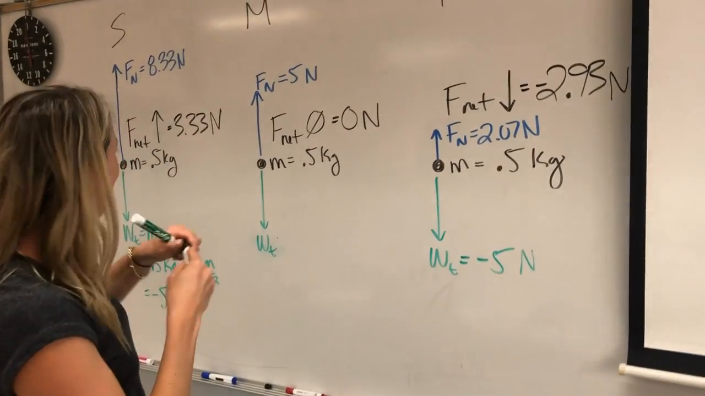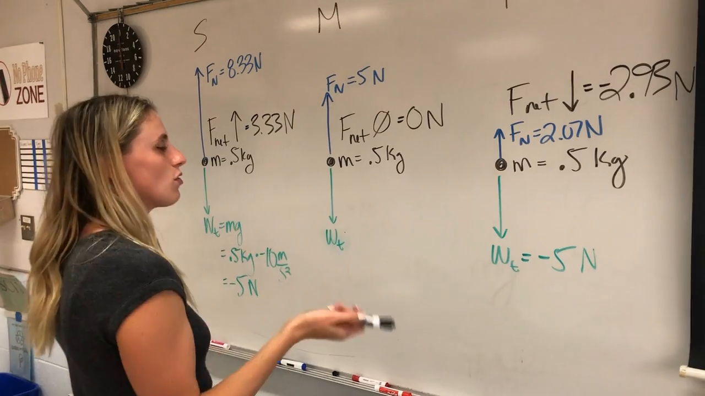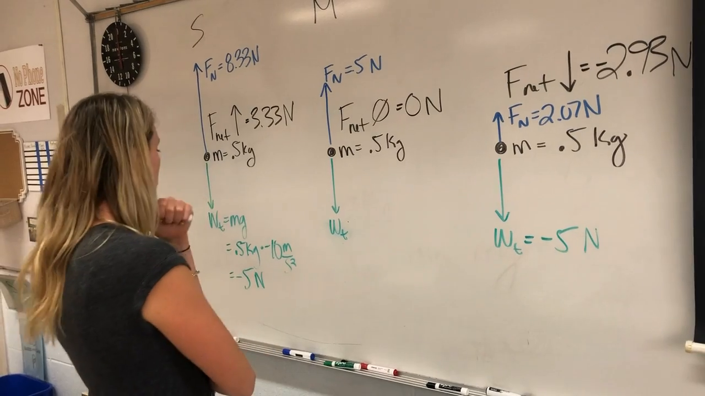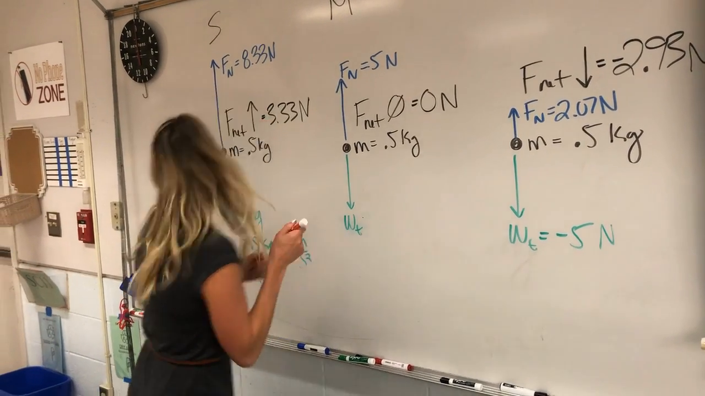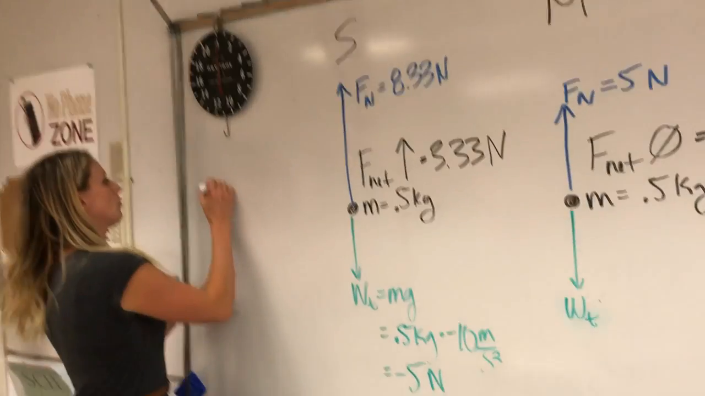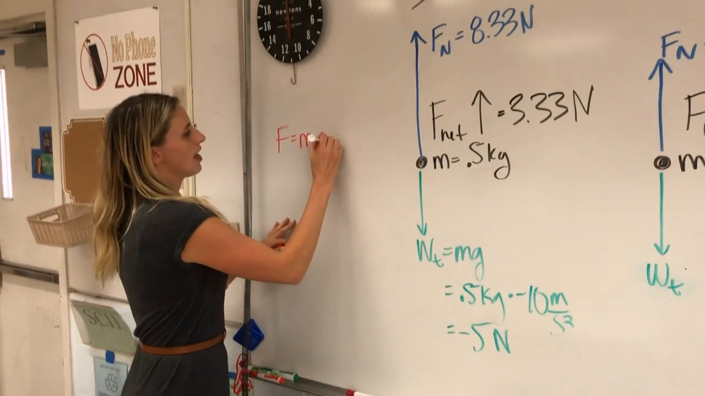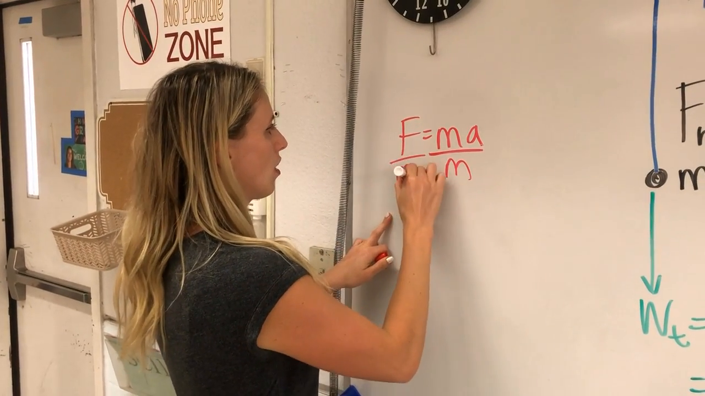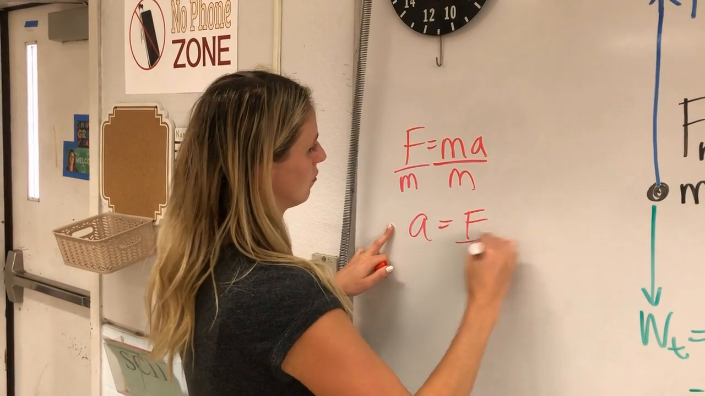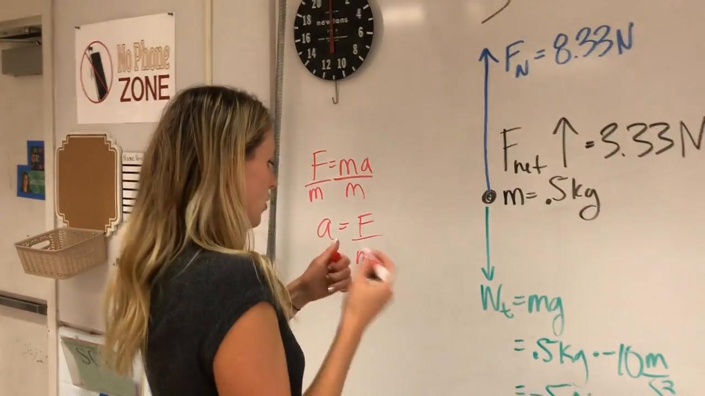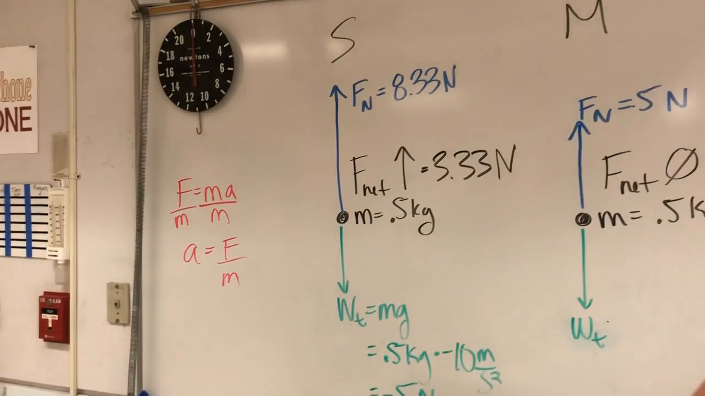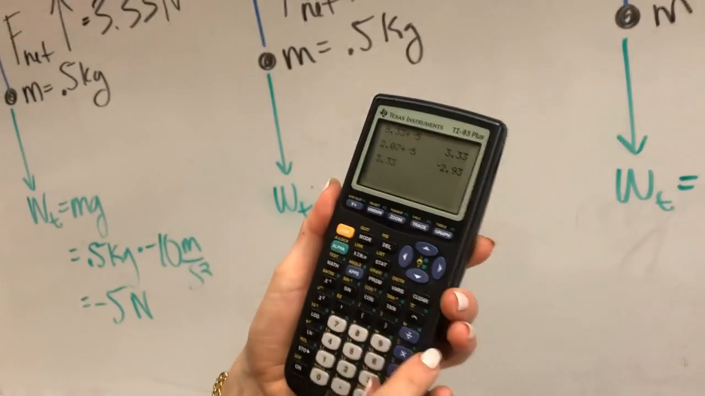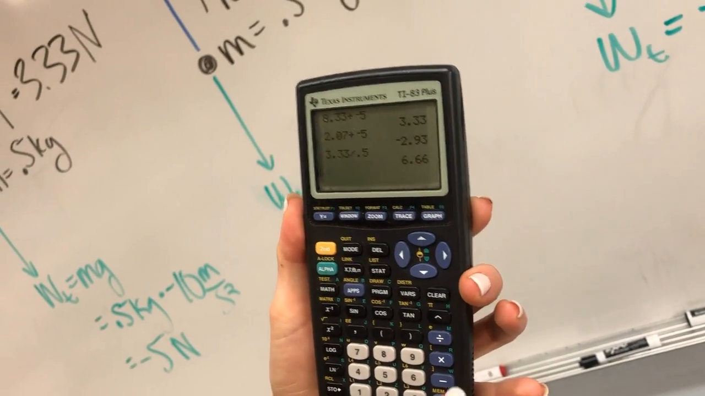Okay, so now we've got the net forces. What else can we get if we got the net force and the mass? Force equals m times a. We have these two things, so we could find the acceleration. Acceleration equals force over mass. So my force here is 3.33 divided by 0.5, and I get 6.66.